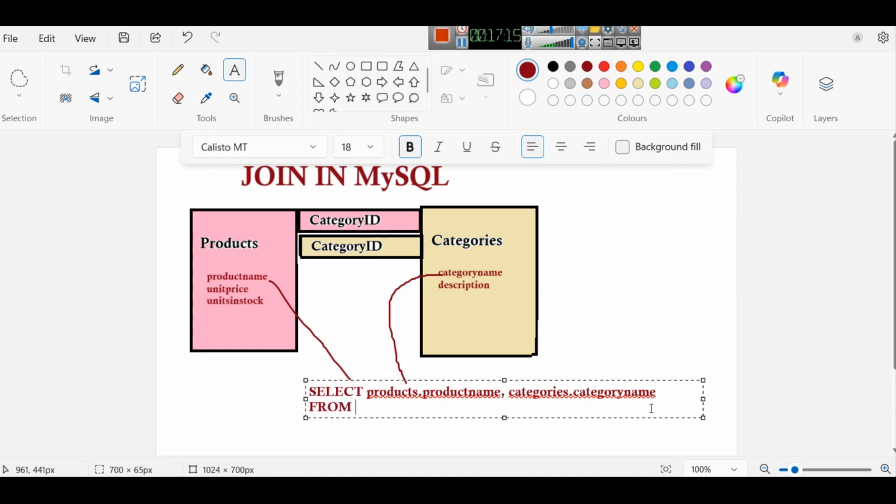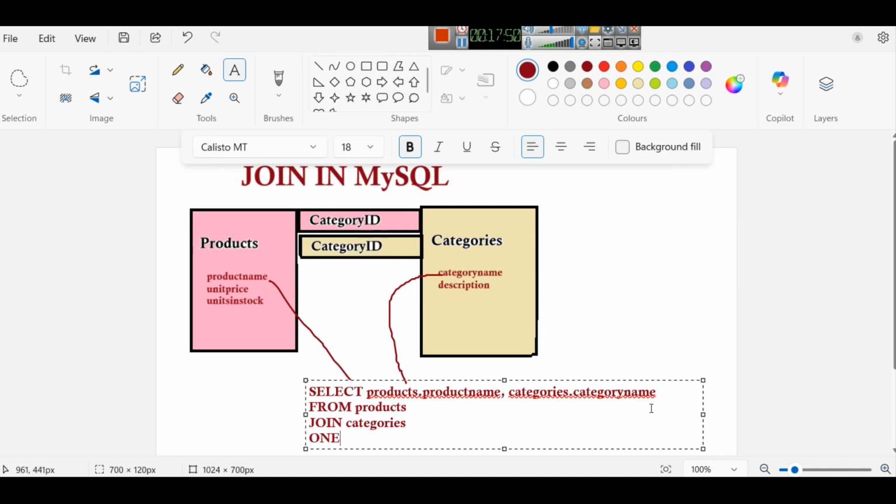From what? So from, we can write any table. If we are writing from products, then we have to write join categories. Like if you are writing from A, then write join B. If you are writing from B, join A. When we are using inner join, it doesn't matter. But in left join and right join it will matter, which I will explain later.